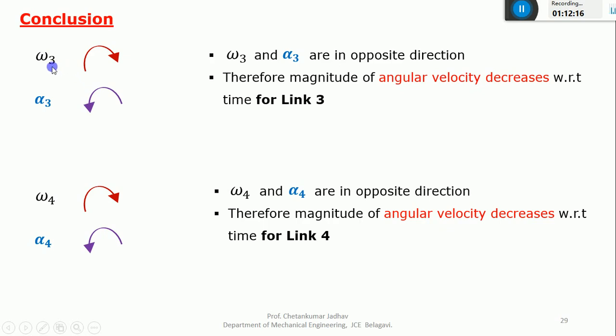As I said, I got the value of omega 3 as negative, so it means it is clockwise, and the value of alpha 3 as positive, it means it is counterclockwise. When you compare both of these, they are in opposite directions. Hence, the angular velocity decreases. Just write down the conclusion, since the suffix 3 indicates kinematic link 3.